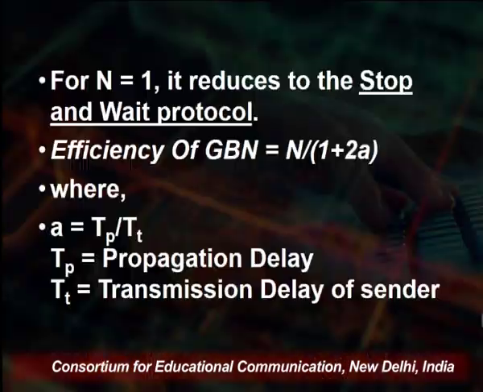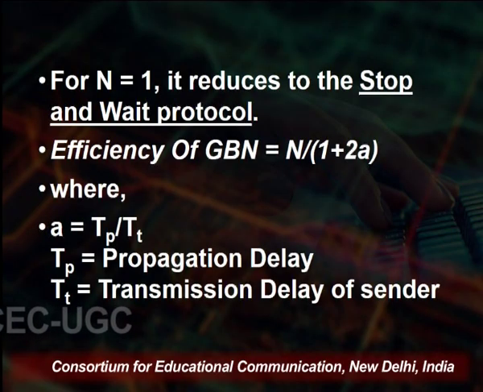But here the main characteristic of the sliding window is that multiple frames can be sent without waiting for the acknowledgement. So, obviously we are expecting n to be greater than 1 in order to implement pipelining, otherwise it will just be a stop and wait protocol. Now, as I have told you, for n equal to 1, it reduces to stop and wait protocol.